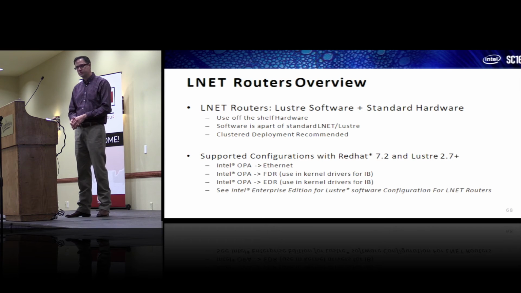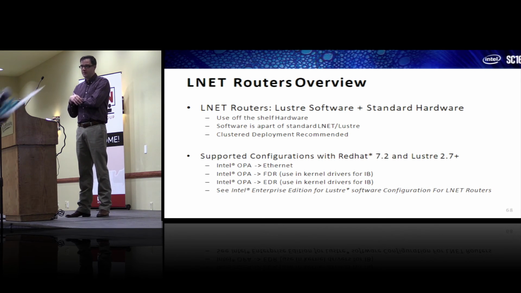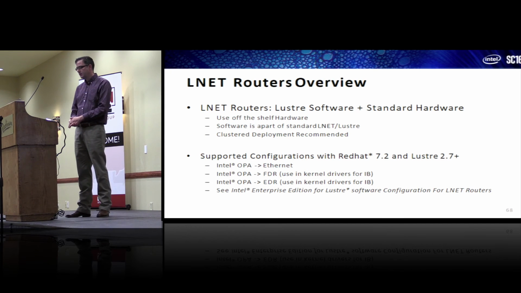Red Hat 7.2 is required because of the in-kernel support statements from Mellanox around the MLX5 and FDR and EDR support. And there are specific changes within Lustre to allow two separate InfiniBand interfaces to run at a single time. So again, with Red Hat 7.2 and Lustre 2.7 plus, a current Lustre software stack, you can build and deploy these routers.